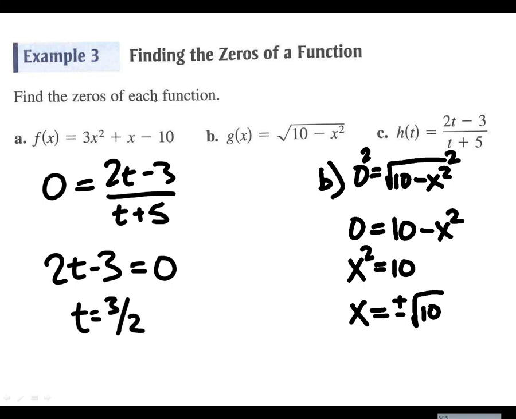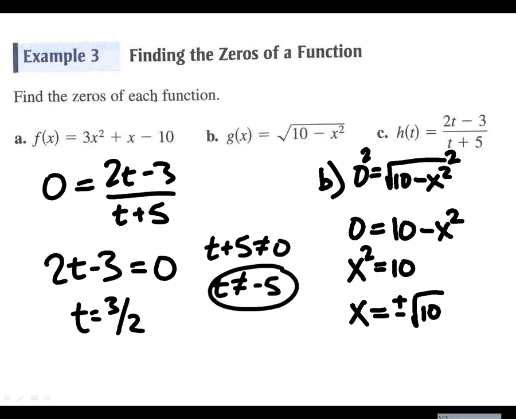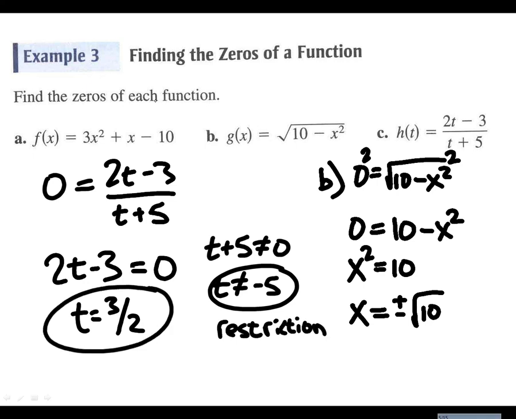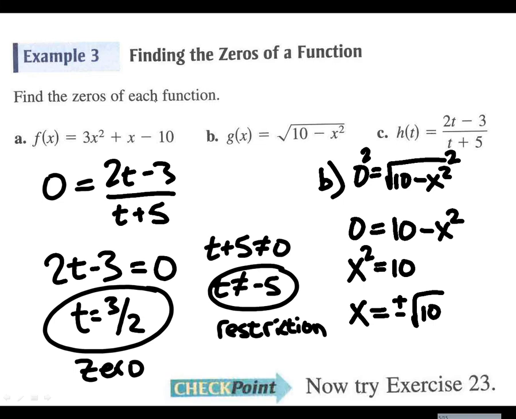And in the denominator here, we're going to say t plus 5 cannot equal 0. T cannot equal negative 5. We're going to have a restriction on this one. So this is a restriction, something we can't be. And this is going to be a 0, a place where we cross the y-axis. All right? Go ahead and try exercise 23.